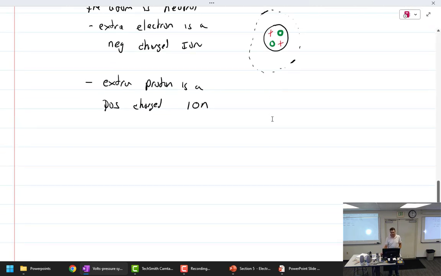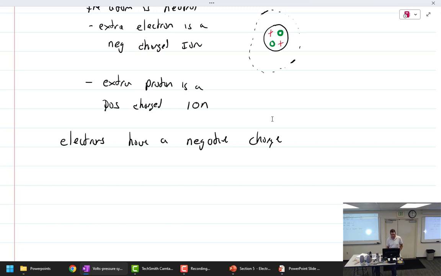So these little, I can't believe I didn't write electrons are negative on here. I better write that now. Electrons have a negative charge. Should have written that first.